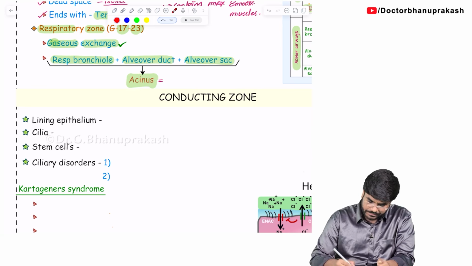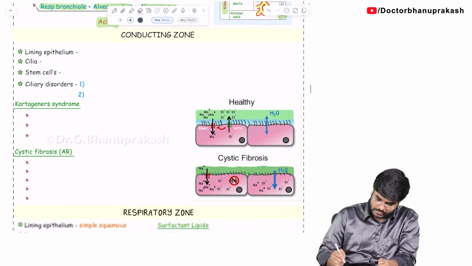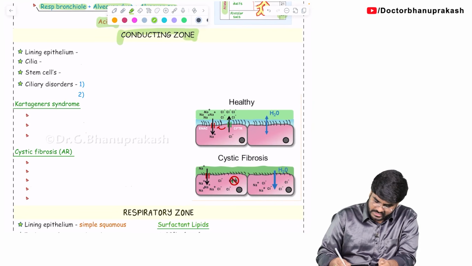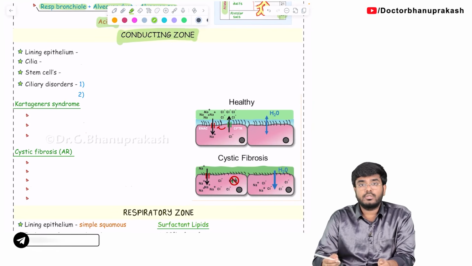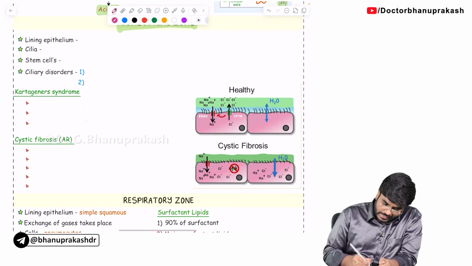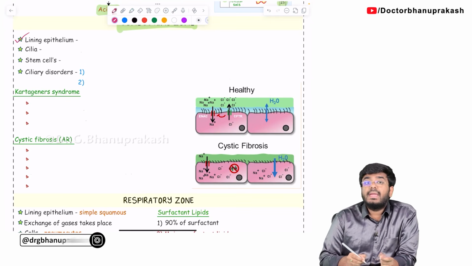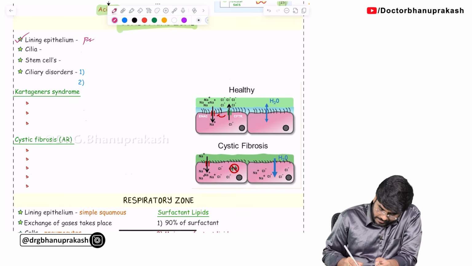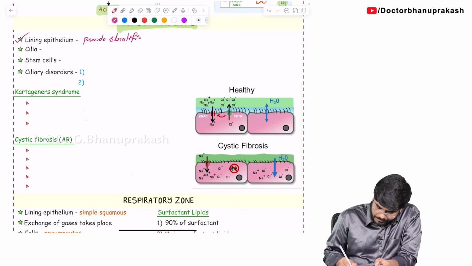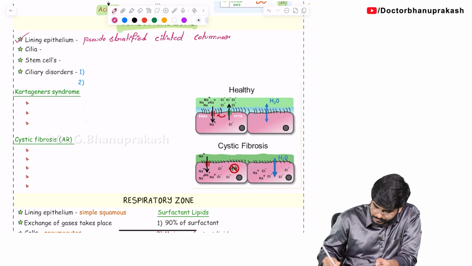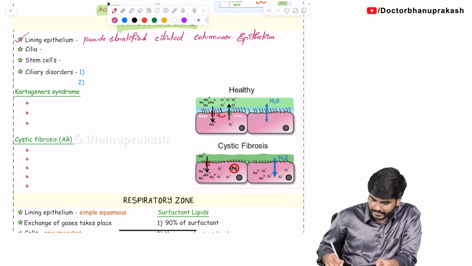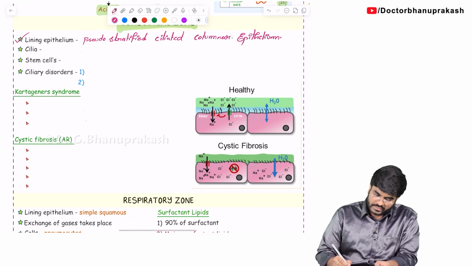Okay, next step. Let's begin our topic with the conducting zone. First, let's see what are the important points that you should know regarding the conducting zone. In the conducting zone, what is the lining epithelium present? Which type of epithelium is present? In the conducting zone, there is pseudo-stratified ciliated columnar epithelium. Now, what is the importance of the cilia?